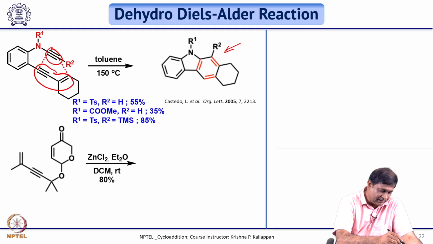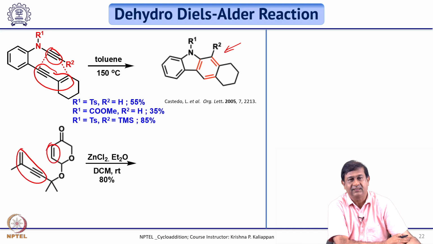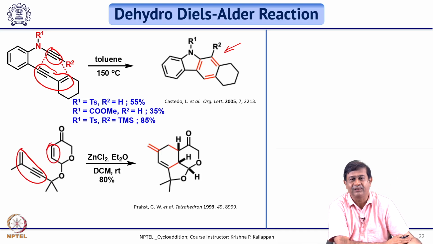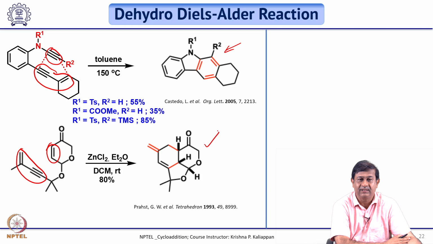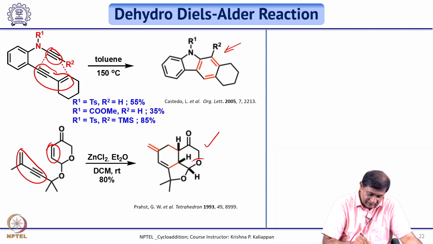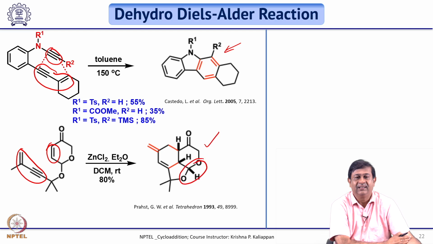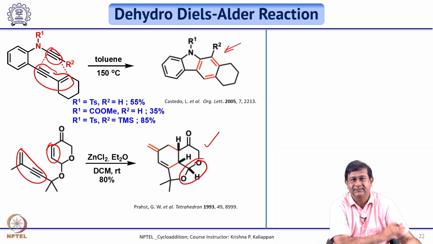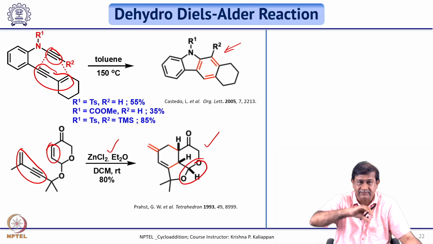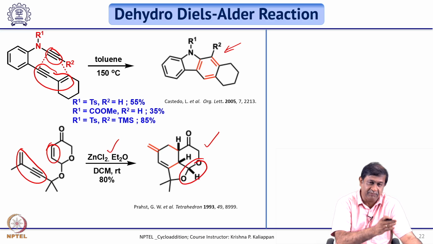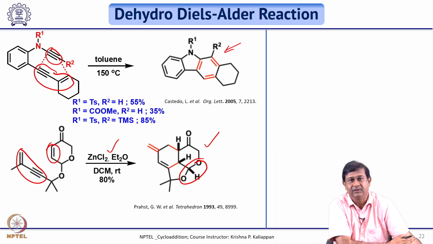Likewise, you can see here this is the enyne portion and you have the double bond, and this upon Lewis acid treatment undergoes intramolecular Dehydro Diels-Alder reaction to give a very nice tricyclic compound. What is important is, you can see here this acetal is intact, though you use zinc chloride. That is intact and nothing has happened. That brings the enyne moiety closer to make sure this Dehydro Diels-Alder reaction takes place.